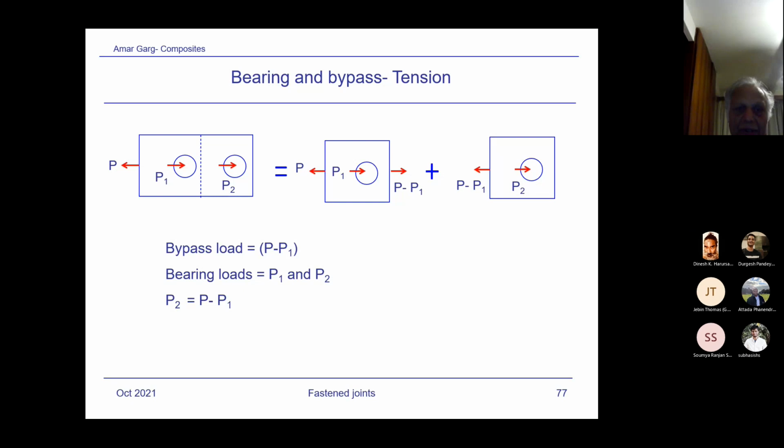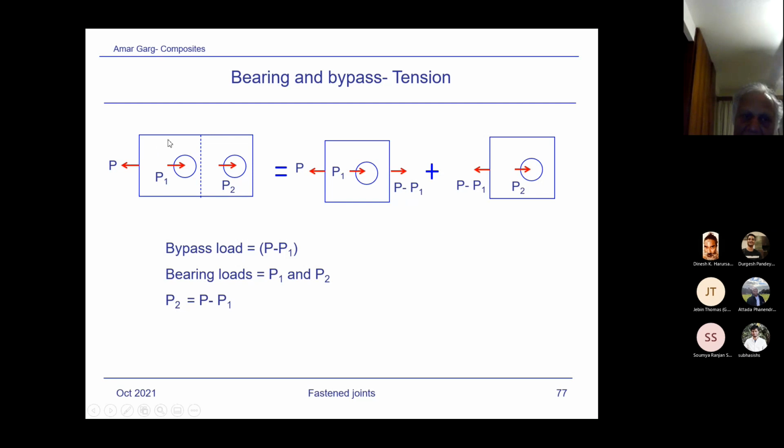Okay, here I'm just showing you the picture of bearing bypass just to make it clear what we mean. So suppose you have a joint where the load is P and it is being shared by two fasteners, P1 and P2. Now, generally in this case, we will assume P1 and P2 are equal. They are two fasteners only. If there are three fasteners, of course, they become unequal until they start yielding.